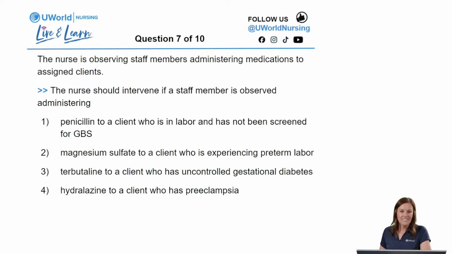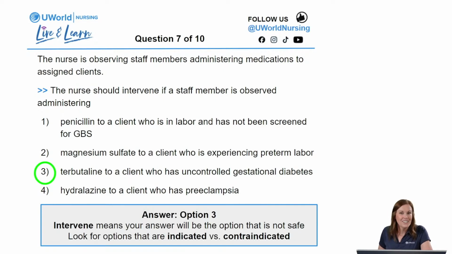Okie dokie. All right, so we'll pull up our answer. So our correct answer is option 3, terbutaline. So again, intervene is going to mean that your option is not going to be safe for the client. So we need to look for options that are indicated versus contraindicated. So terbutaline is a beta agonist medication, and it's used to help prevent or slow uterine contractions. So terbutaline is not indicated in clients with gestational diabetes because it can worsen the diabetes. It can elevate our blood sugar, and it can put clients at risk for ketoacidosis. And again, we have uncontrolled in here. So these clients are going to be most at risk for very severe complications.